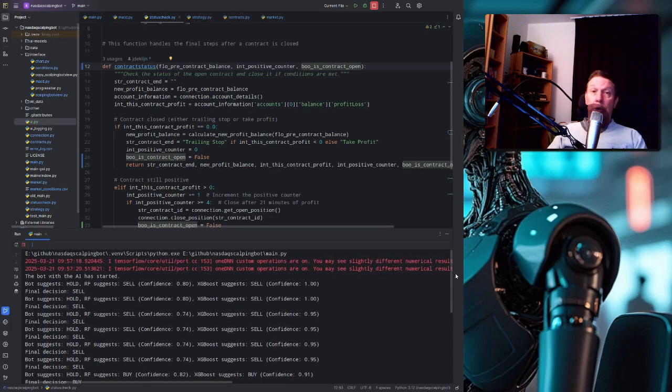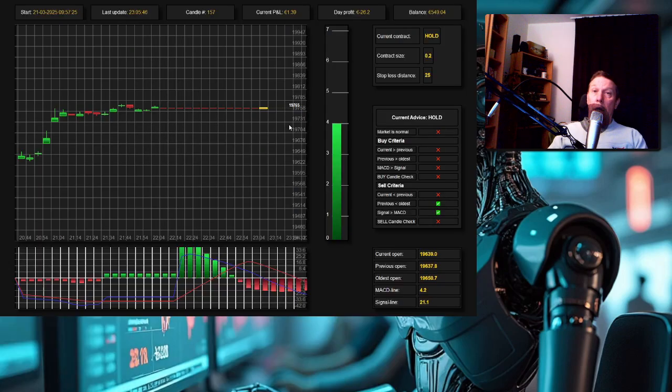Let's switch to the bot. If we take a look at the bot, you see the bot was passive for the last half hour or so. It's Friday, and this means we are at the end of the trading week, and the last contract we had is closed with a maximum of 20 minutes open.